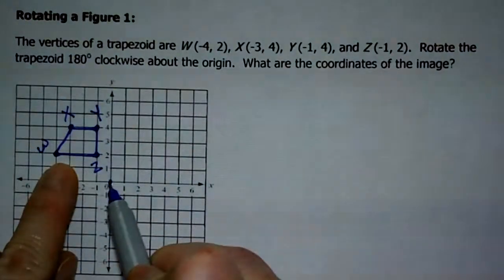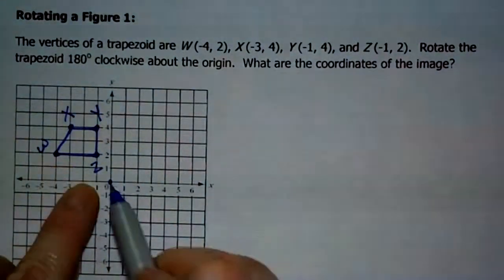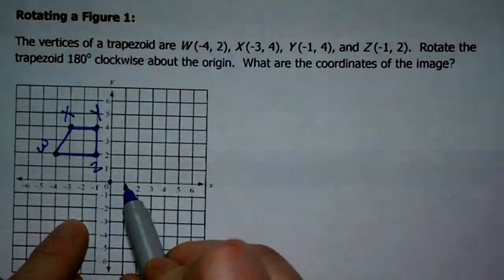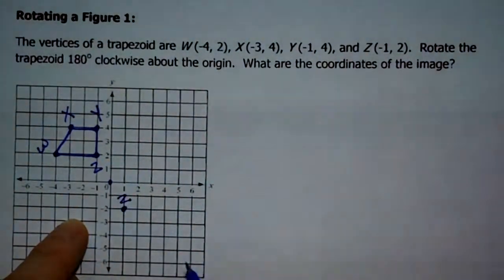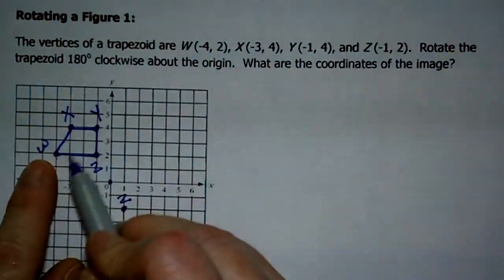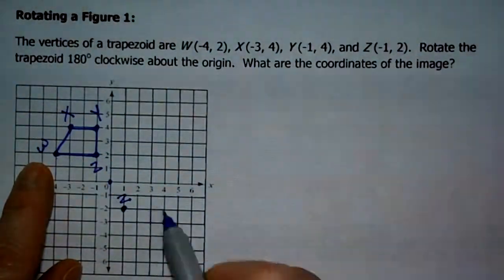So to get to Z, I see that I went over 1 and up 2. We're going to do the same thing. We're going to go over 1, but then we're going to go down 2. So there's our Z. And then W is 1, 2, 3 away. So 1, 2, 3 away from that.